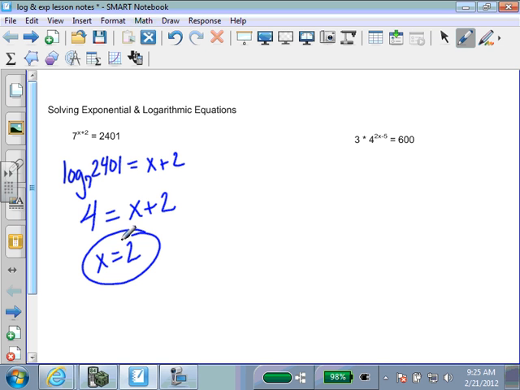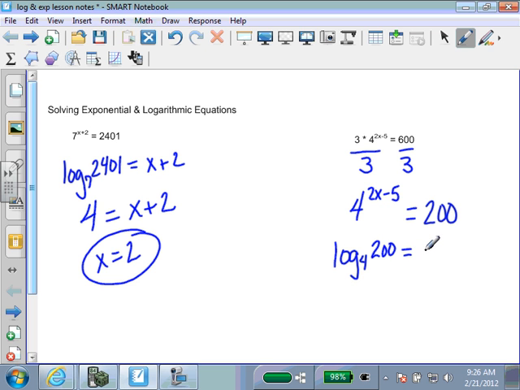Let's try another. 3 times 4 raised to the 2x minus 5 power equals 600. In this case, there is something I can do first. In fact, I have to isolate my exponential piece by dividing both sides by 3. So I get 4 to the 2x minus 5 power equals 200. Now there's nothing more I can do. My exponential piece is isolated, so I'm going to go to log form.